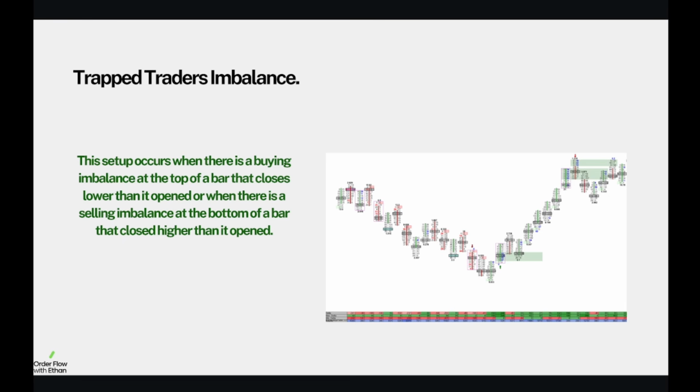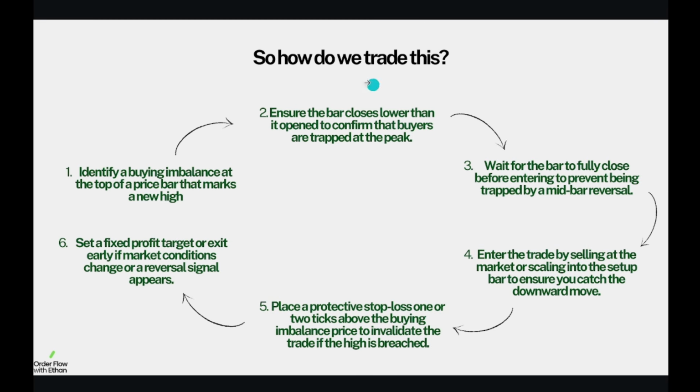So the first setup I'm going to talk about is a trap trader's imbalance. This setup occurs when there is a buying imbalance at the top of a bar that closes lower. For example, this red candlestick with a buying imbalance at the top, and when there is a selling imbalance at the bottom of a bar that closed higher than it opened. Okay, so imagine here we had a green candle with selling imbalance at the bottom. So how do we trade this setup?